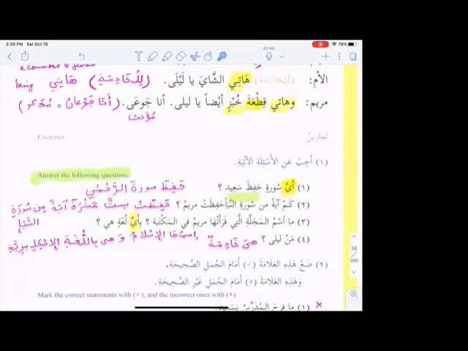Kam ayatan min suratil Nabai hafizat Maryam? Hafizat Maryam. Kam ayatan? How many ayat from Suratul Nabai did Maryam memorize? Hafizat sittata. No, sitta, only sitta. Sitta ashrata ayatan. 16 ayat from Suratul Nabai.